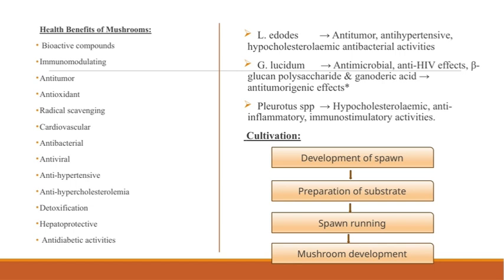Now, moving on to cultivation, it begins with the development of spawn, which is essentially the mushroom seed. Next, we prepare the substrate, the material on which the mushrooms will grow. Once the spawn is introduced into the substrate, we allow it to run, or colonize fully. Following that, we observe mushroom development, which involves the formation and growth of the fruiting bodies. Understanding these stages is crucial because they directly influence the quality and yield of the mushrooms.